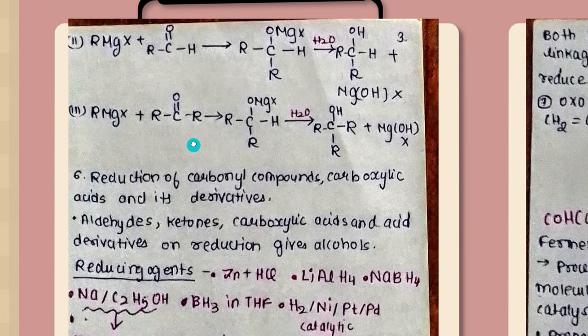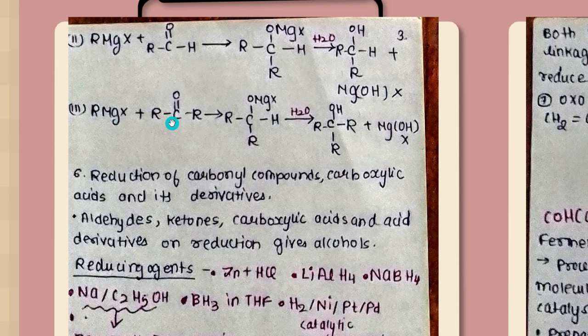Then again for RCOR, which is a ketone, RC double bond OR, on reaction with this Grignard's reagent, we will get R2CHOMgX, and again on the reaction with H2O, we will get R3COH, right? Plus MgOHX.